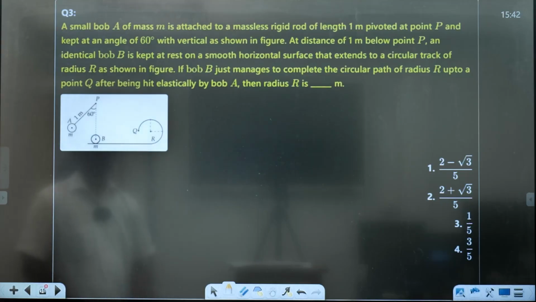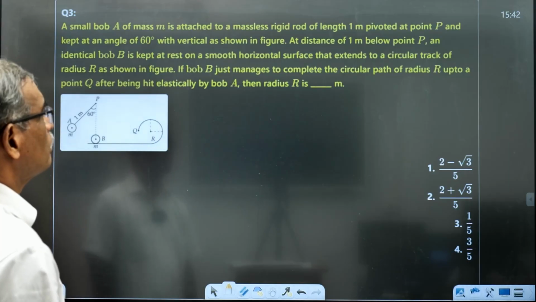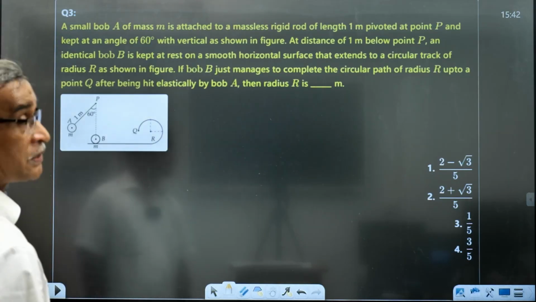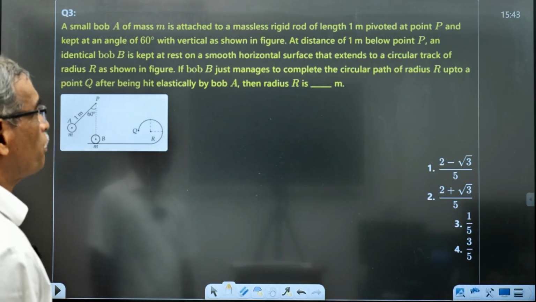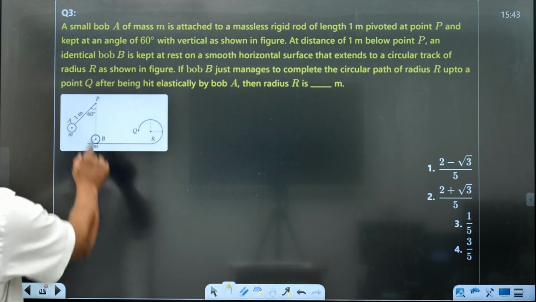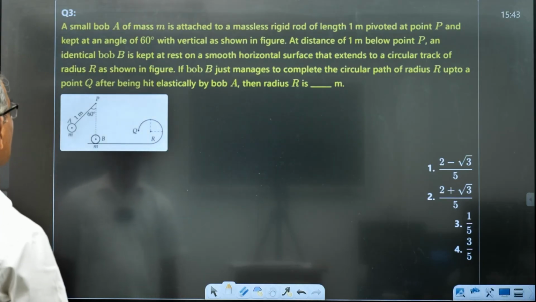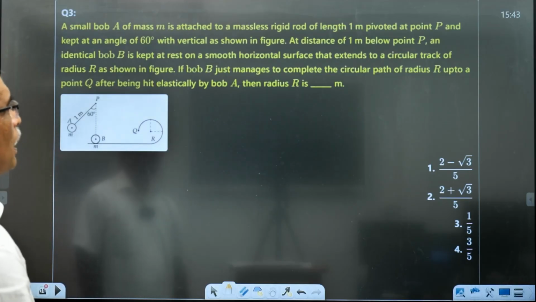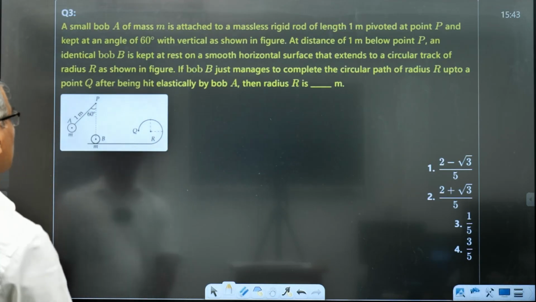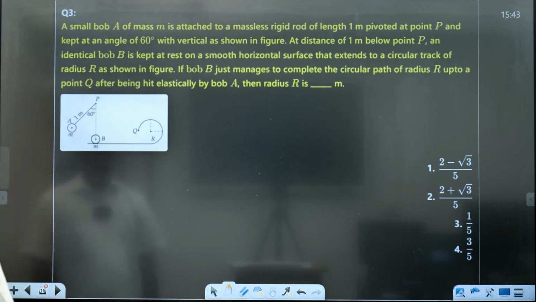A small bob A of mass m is attached to a massless rigid rod of length 1 meter. Massless, so we are not bothering about its energy factors. It is pivoted at the point P and kept at an angle of 60 degrees with the vertical, as shown in the figure. At a distance of 1 meter below the point P, a bob B is kept at rest on a smooth horizontal surface, this one, that extends to a circular track of radius R as shown in the figure.